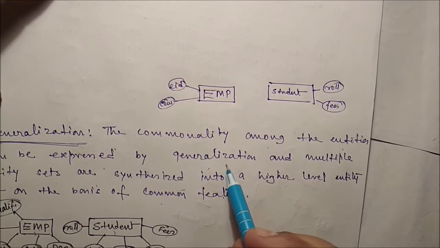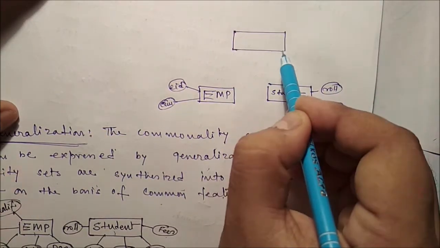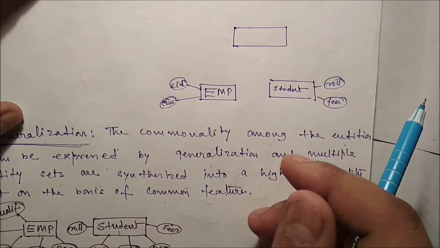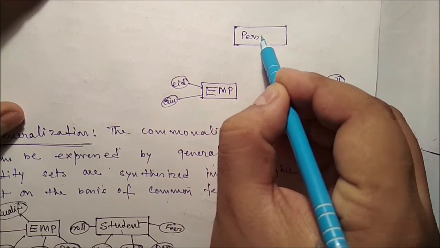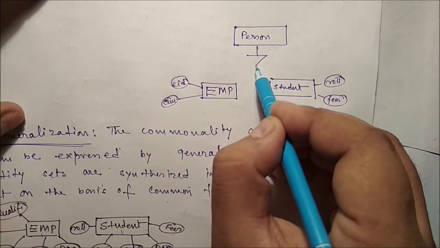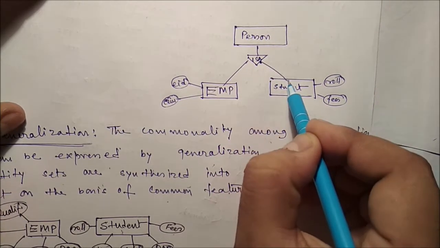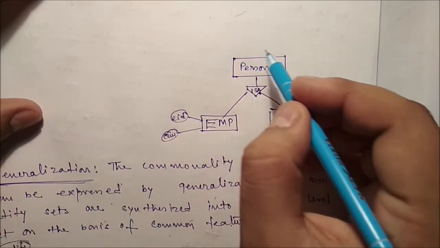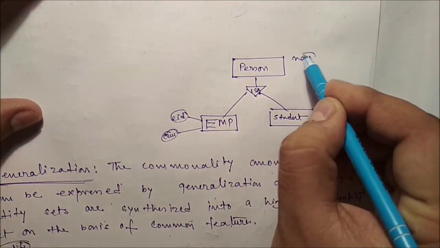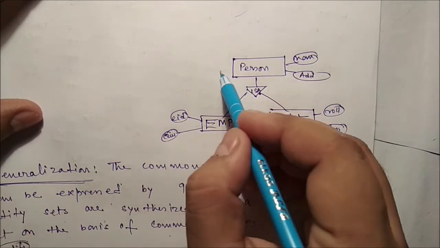But the common thing is what? Here we apply generalization. That means there must be another table which will be the higher level entity set. So that is Person. So person is an employee and student. And common attributes are name, address, date of birth. That means here we have to put the name, address and date of birth.